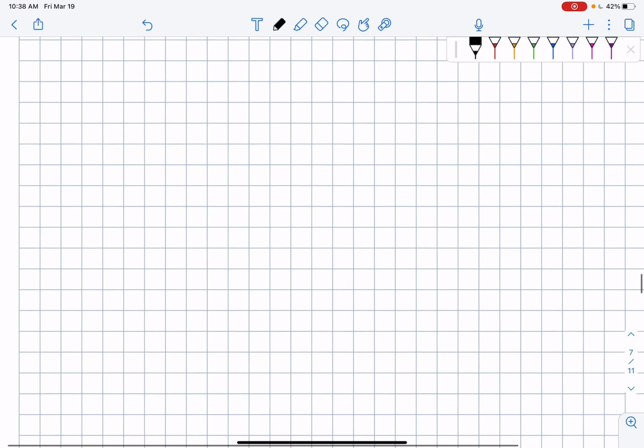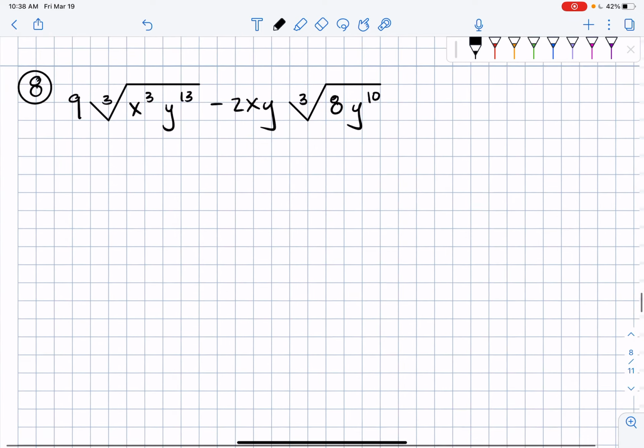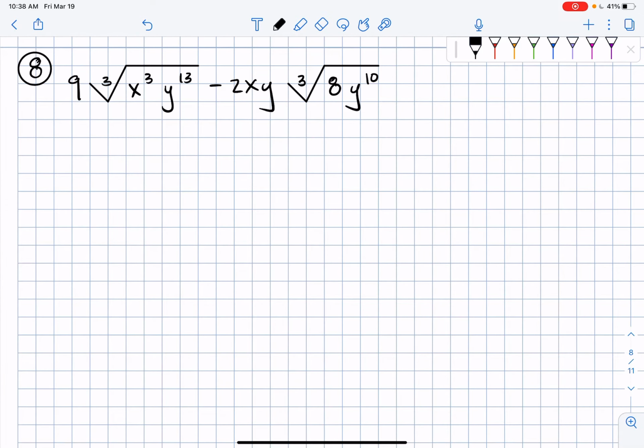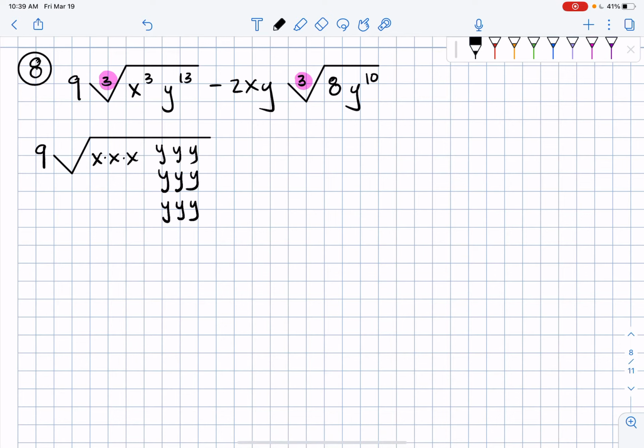And there we go. All right, on to number 8. Same thing, adding and subtracting. So I need like radicals, but first I'm going to break everything down, okay? So there's some things that are already on the outside. Great. So let's deal with that. And we notice that the index are both the same, okay? So let's go ahead and break these down. So I have the 9. So this is going to be x times x times x. And now I have 1, 2, 3, 4, 5, 6, 7, 8, 9, 10, 11, 12, and 13.